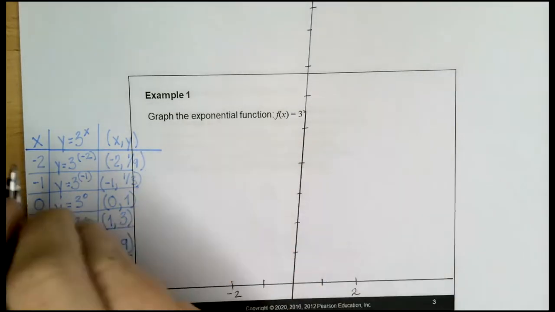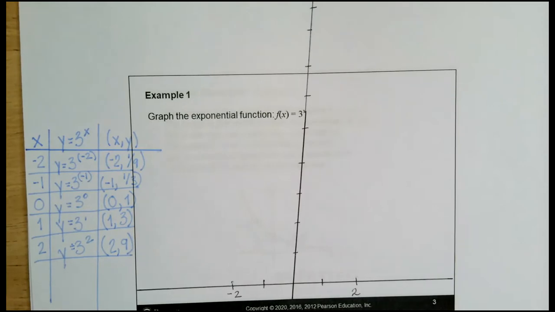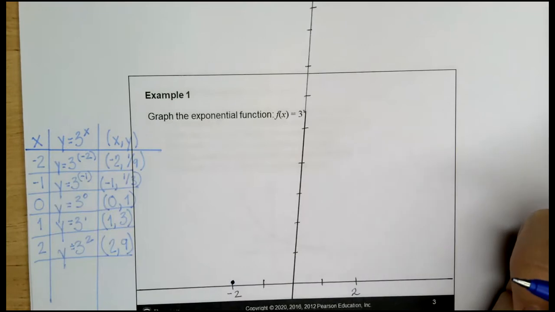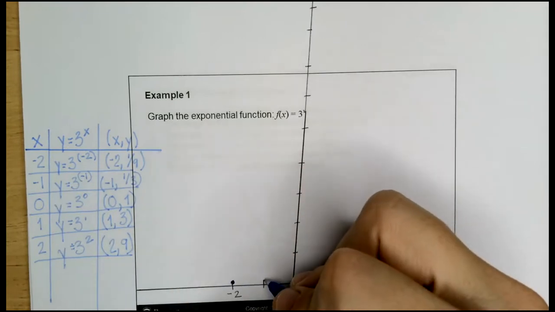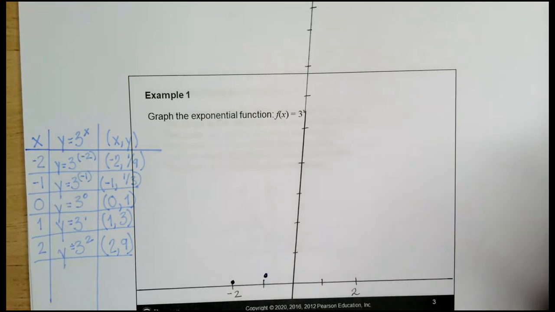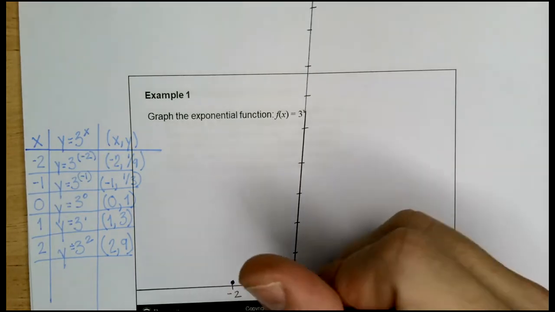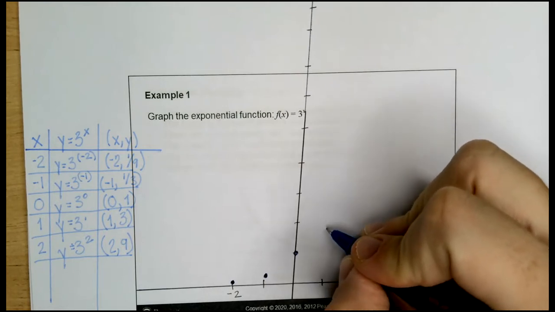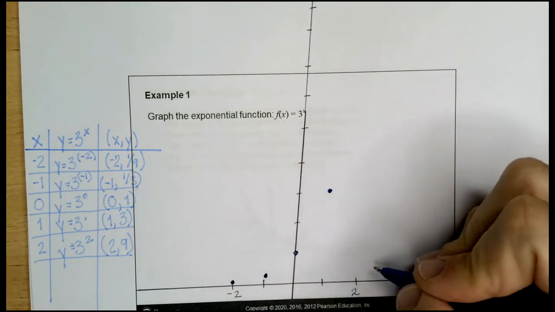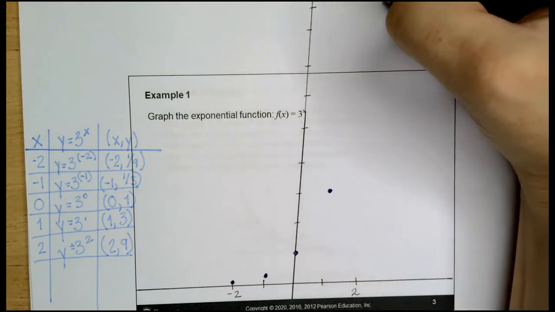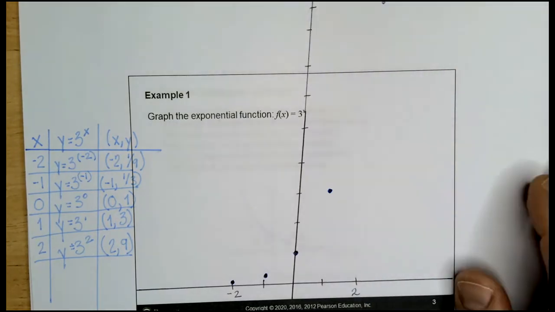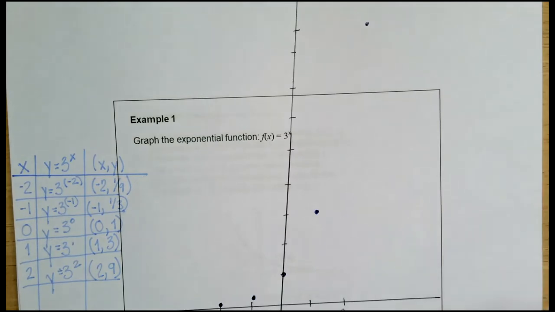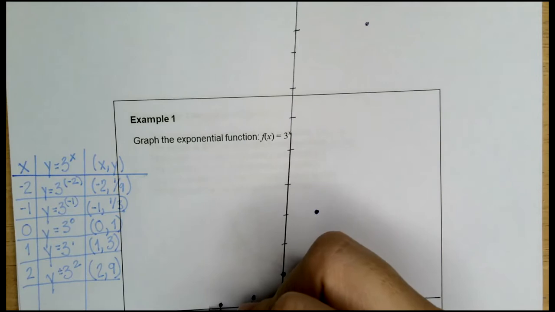That's very close to 0 comparatively. When x is -1, y will be 1/3. It's closer to 1, but not very close. When x is 0, y will be 1. When x is 1, y will be 3. And when x is 2, y will be 9. So there is my graph of the exponential function f of x equals 3 to the power of x.